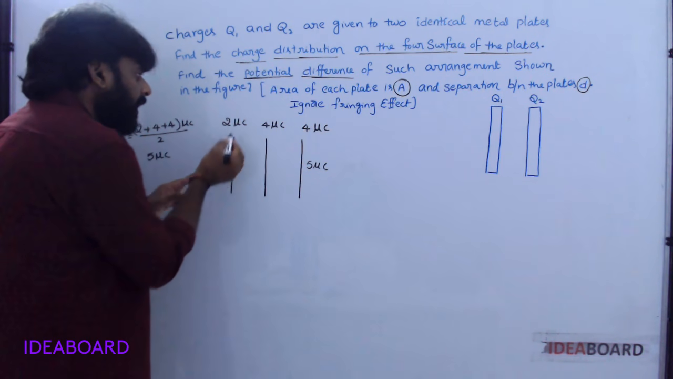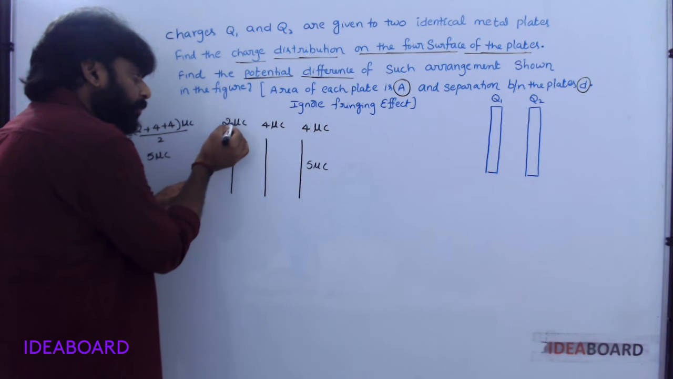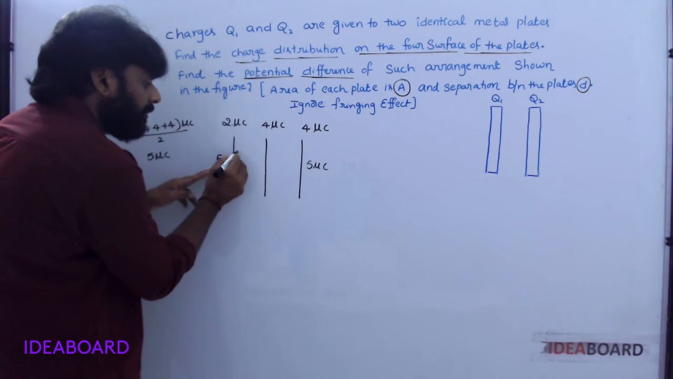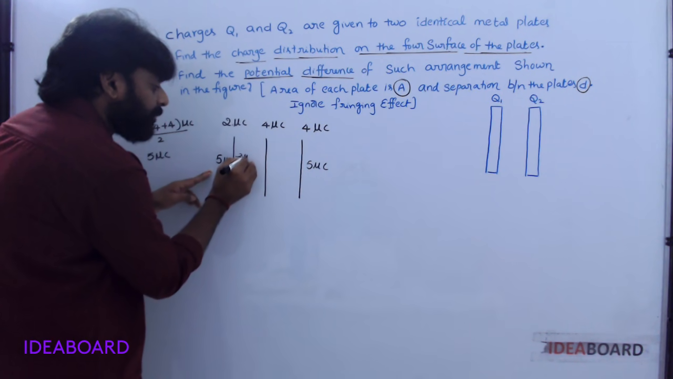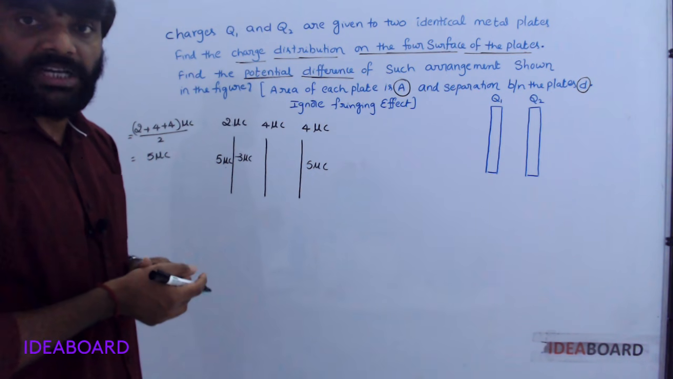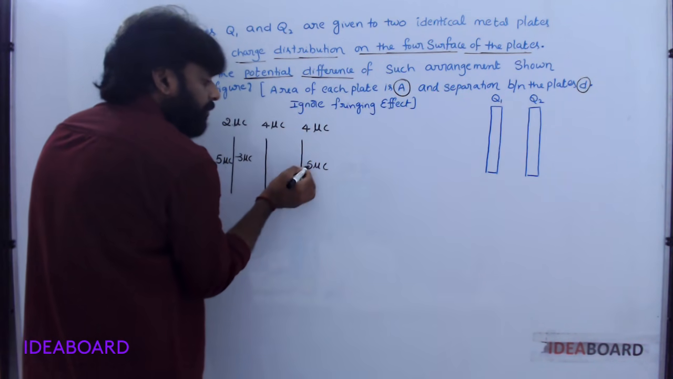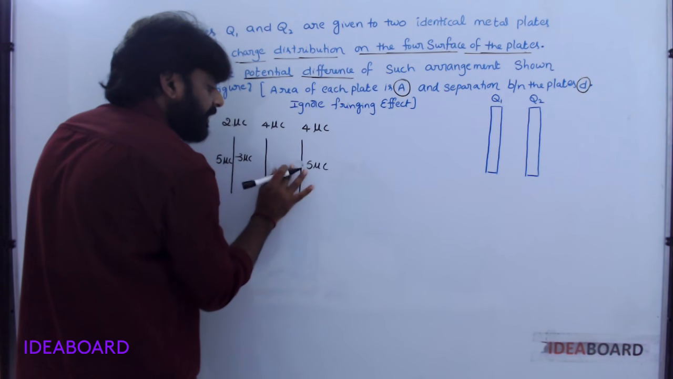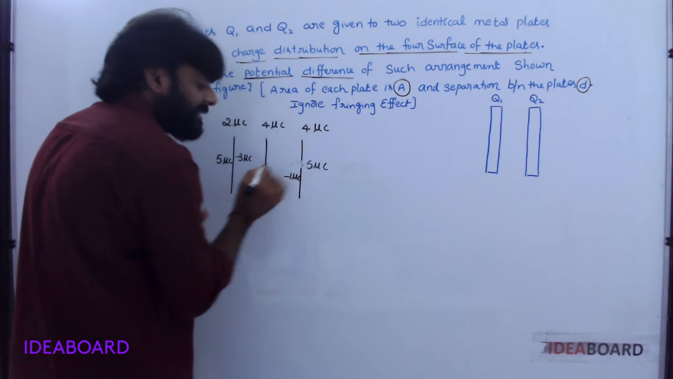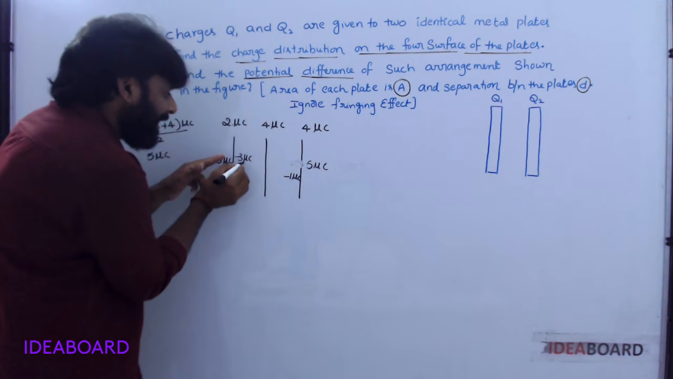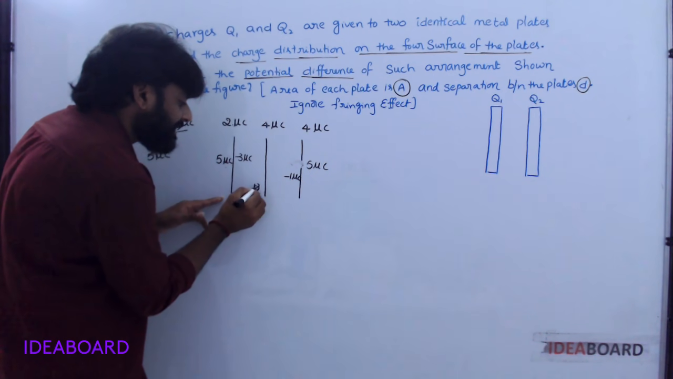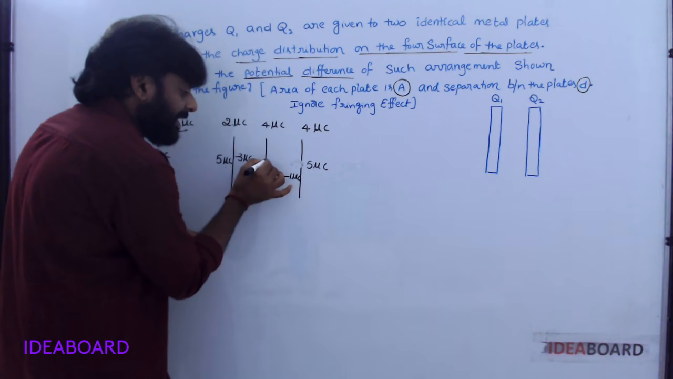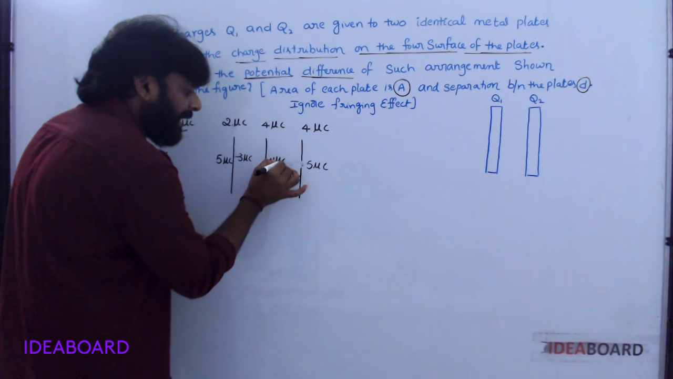Understood? Now here the total is only 2, but the outer surface is 5. So 2 minus 5 is minus 3 microcoulomb on the inside. Here 4 minus 5 is minus 1 on the inside. Due to induction, the charge developed here is plus 3, and due to induction, the charge developed here is plus 1 microcoulomb.